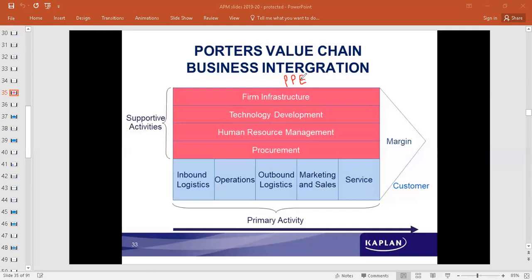All these activities, the primary activities and the supportive activities together, are here to enhance the value that is provided to the end user, the customer. Their focus is on maximizing the value that is offered to the customer. So that's the model explained by Porter's value chain business integration model.